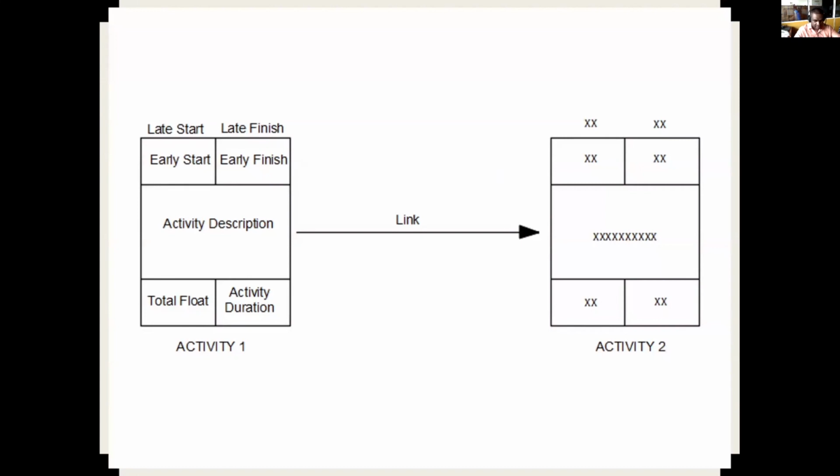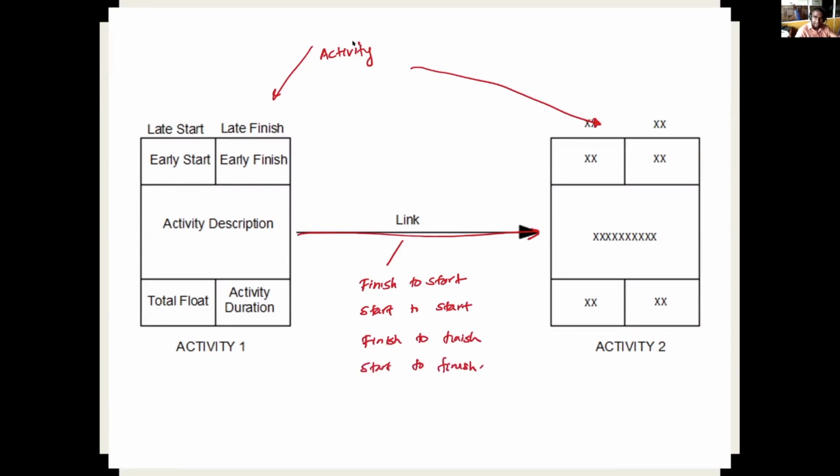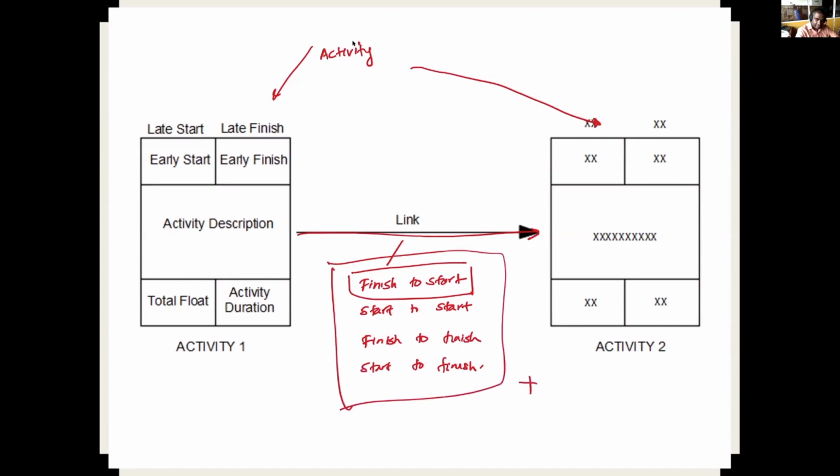This technique here, so this is an activity. This is also an activity. And there's a link between activities. So what are the types of links that we know? Finish to start, start to start. This we have discussed. Finish to finish and start to finish. Earlier, in the previous technique, what we had was this link only. Finish to start link only, because there was no way that you could add start to start activities or any other link. And here we can have all these four, plus we can have leads and lags as well.